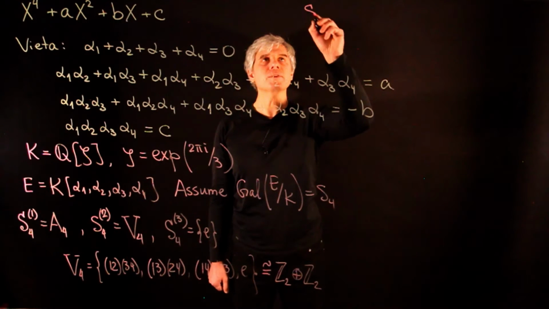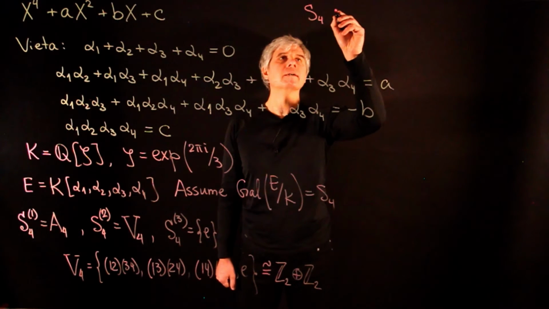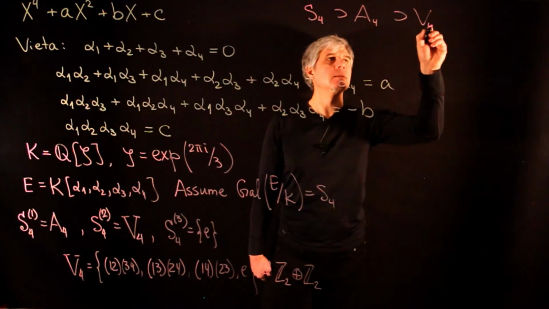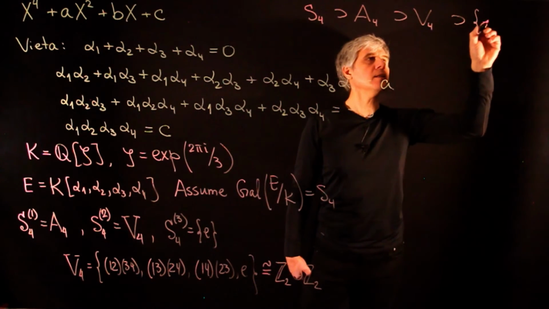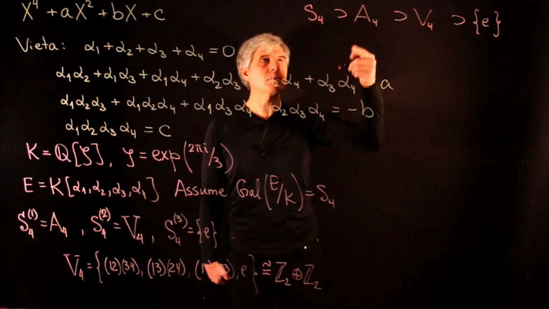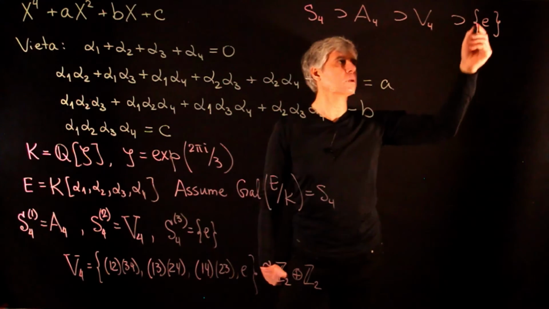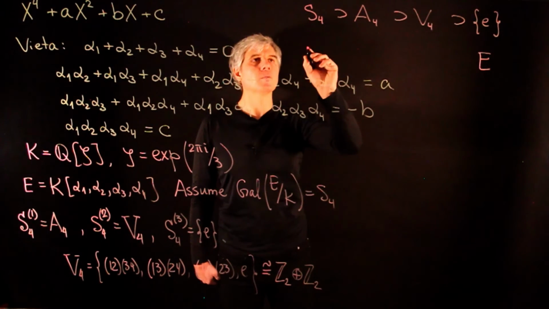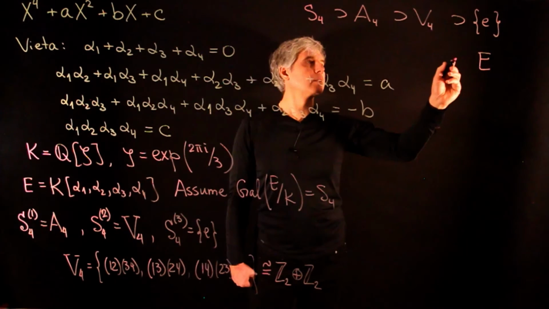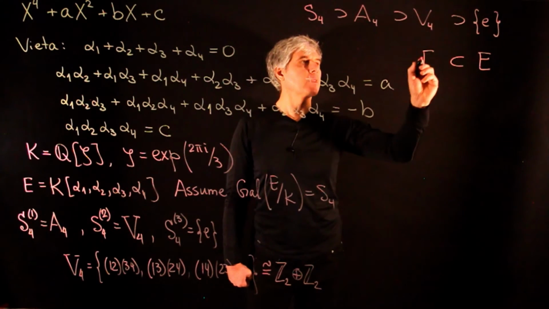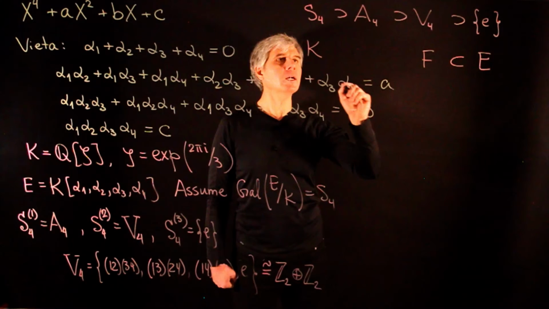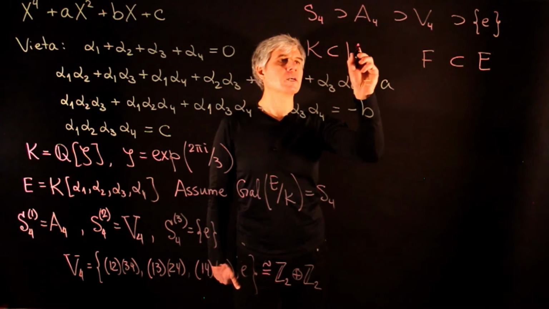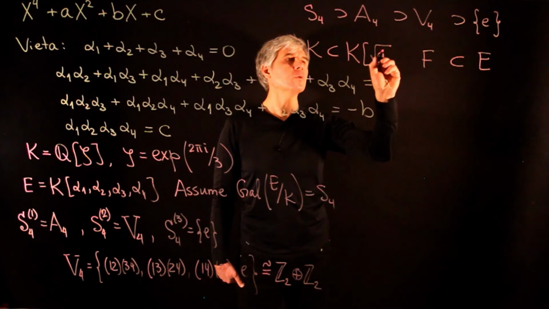If we write this chain of subgroups, so S4 contains A4, contains V4, which contains identity, then we can write the Galois correspondence. So here to the smallest subgroup we have the largest field, to the largest subgroup we have our ground field. So let us denote by F the field that corresponds to V4, and the field that will correspond to the alternating group is the extension of k with the square root of the discriminant.